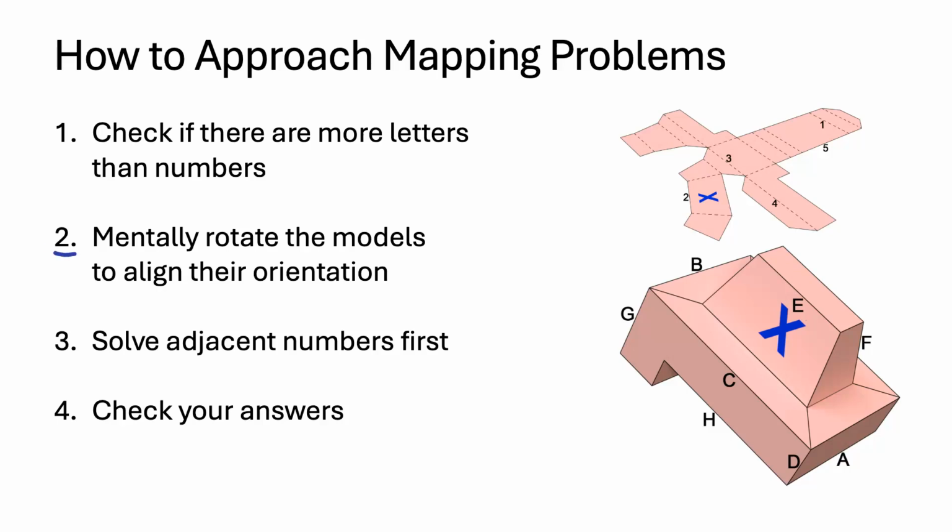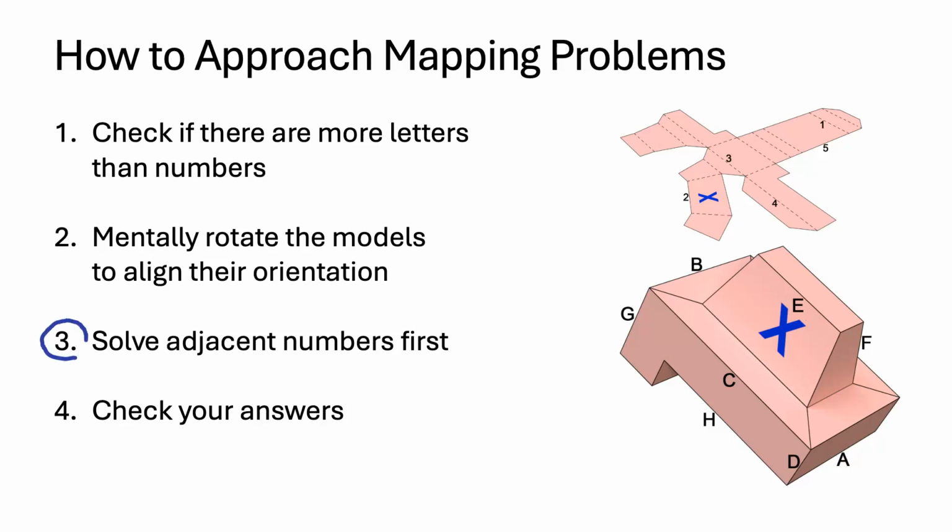With that known, the second step is to mentally rotate the models to align their orientation. And again, you'll do that using the two X's. Now, what do we mean by this? Well, typically, the 3D representation will be rotated with respect to the 2D representation. So in your mind, mentally, it's best to rotate one of the two images so that they are oriented.